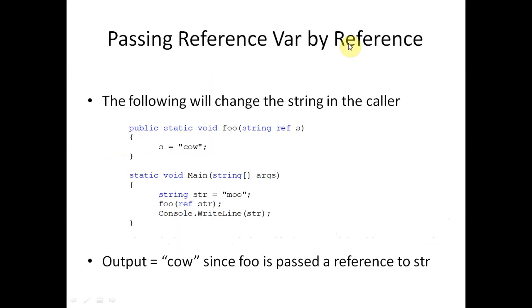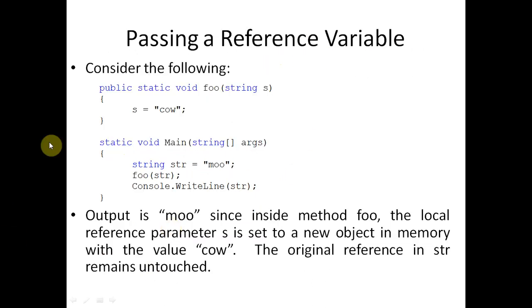Now see one more program here. We have mentioned ref here. So again you can see ref. Sorry, this is not a Java program, this is the C# program. Here we have not mentioned ref, so there is no change reflecting from the function. The output will be moo, as it is in the main program.